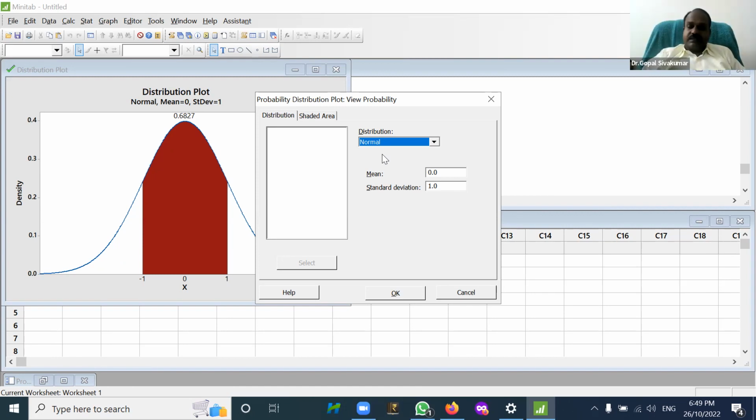Right. Let us consider processing time. Let us say the targeted processing time is 20 minutes. So the average processing time of a particular activity is 20 minutes. So now mean equal to 20. You type 20. Mean equal to 20.